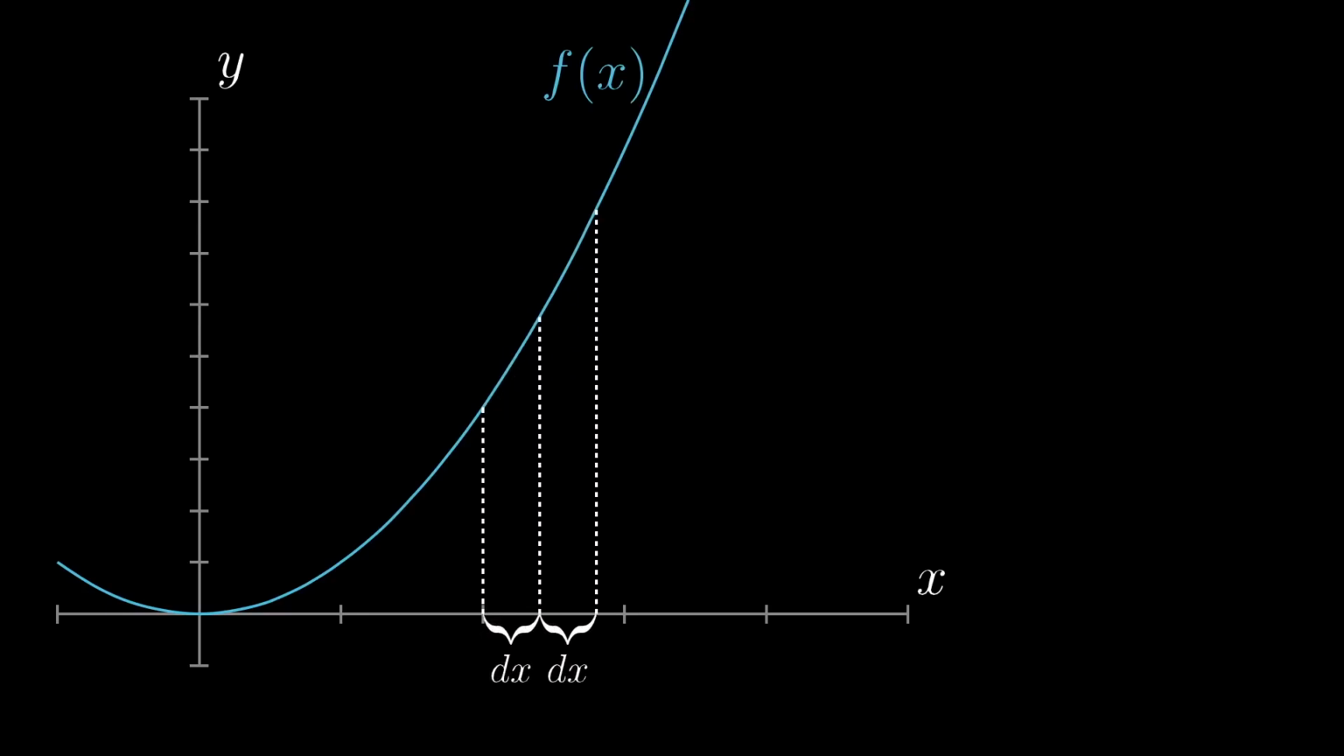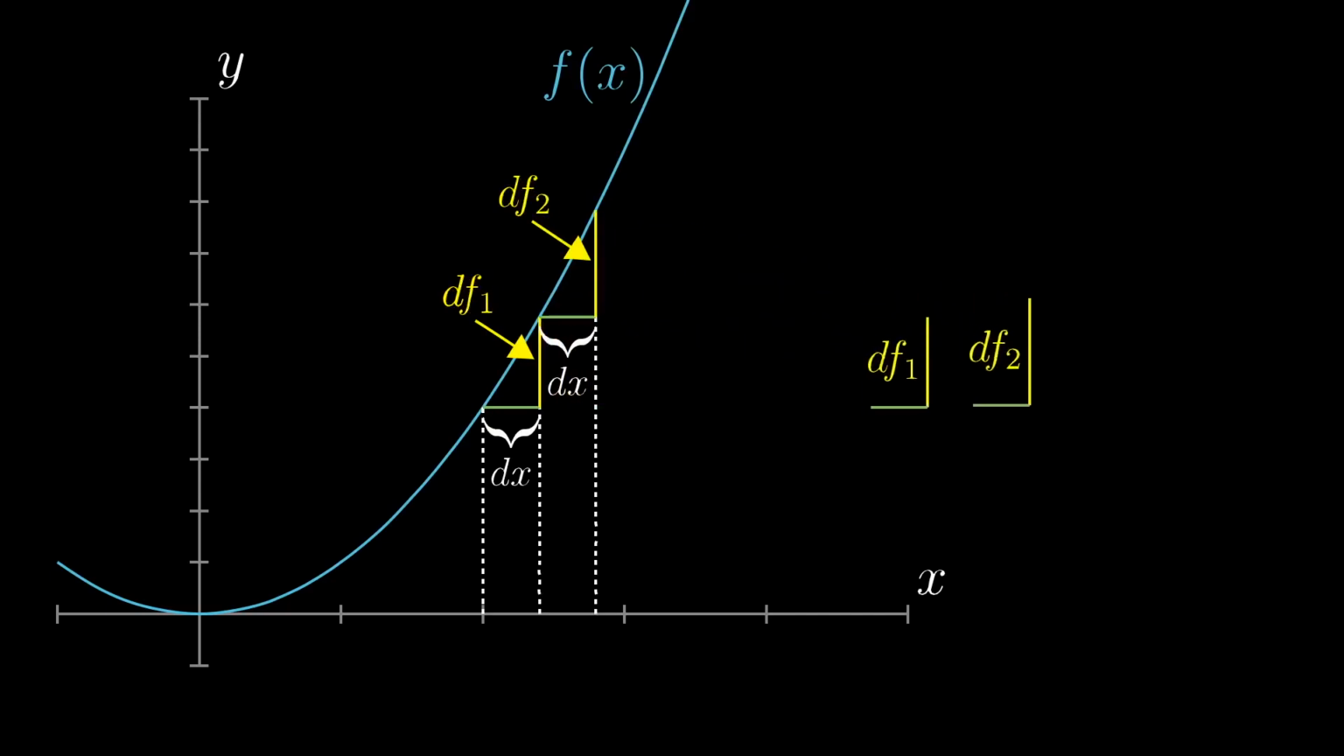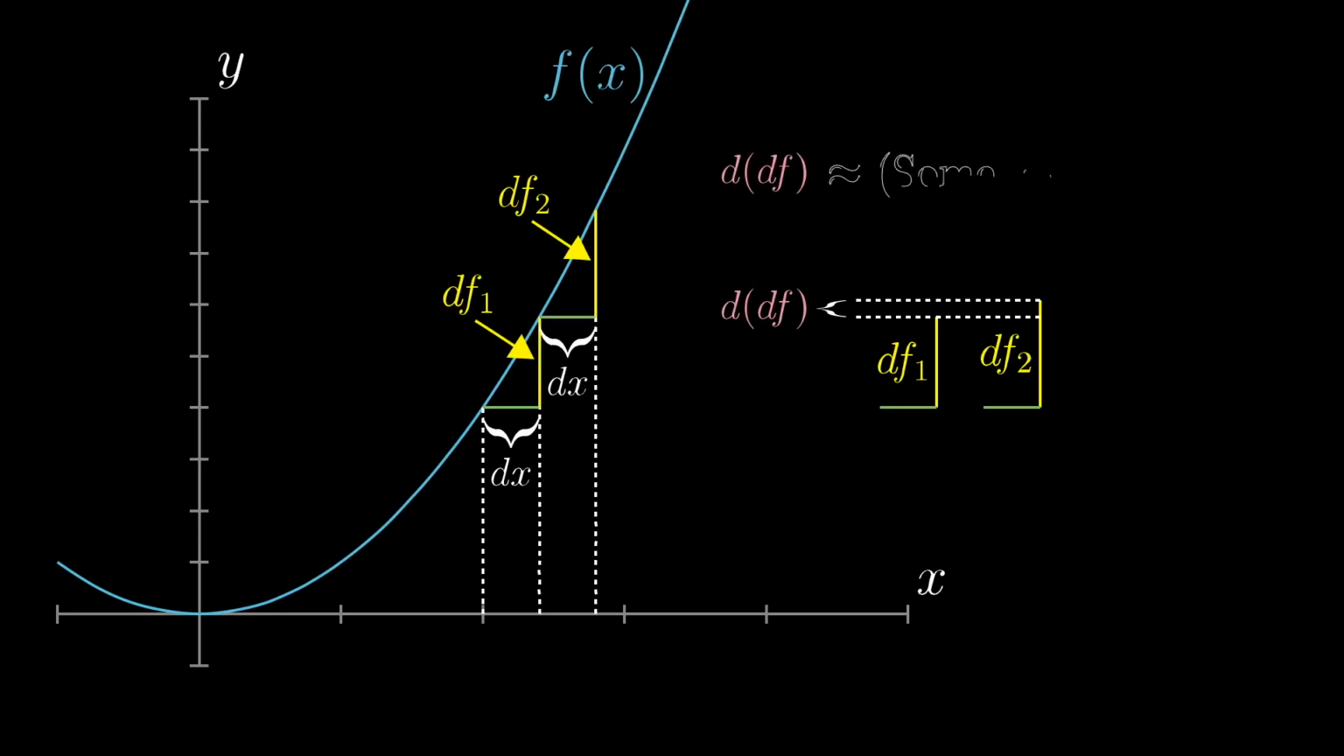The first step causes some change to the function, which I'll call df1, and the second step causes some similar but possibly slightly different change, which I'll call df2. The difference between these changes, the change in how the function changes, is what we'll call ddf. You should think of this as really small, typically proportional to the size of dx squared.